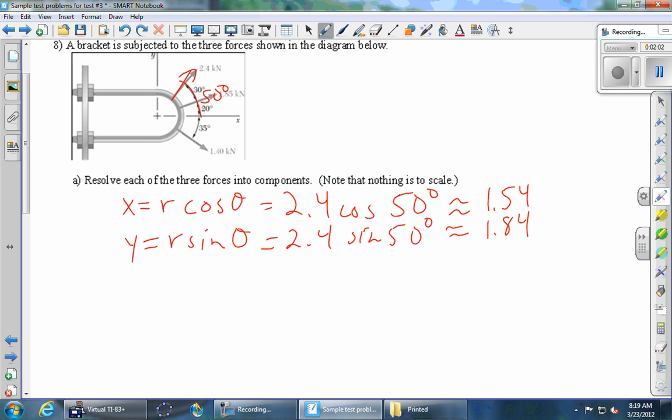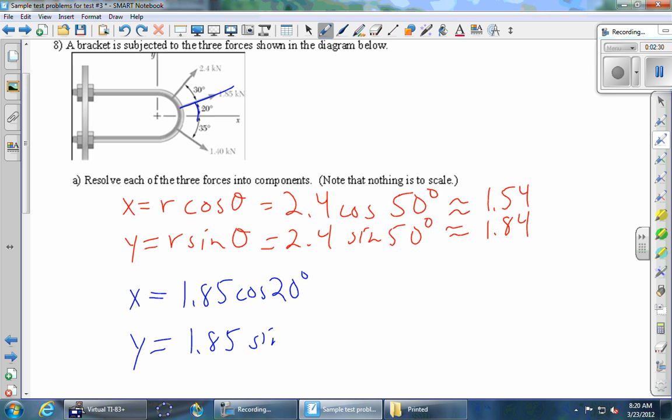Okay, that's the top force. We'll go ahead and do the next force. The next force is just the angle 20, and I can't really see what's happening there. Is that a 1.85? Okay, so we'll just do this one now, a 20-degree angle and a 1.85. Same idea. So we're going to do 1.85 times the cosine of 20, and 1.85 times the sine of 20.